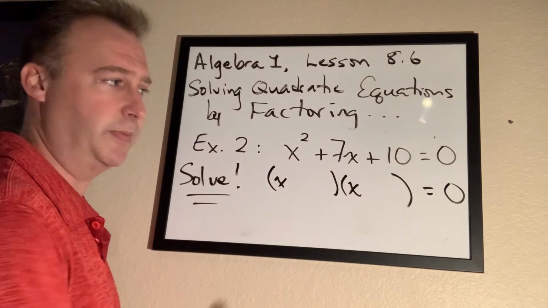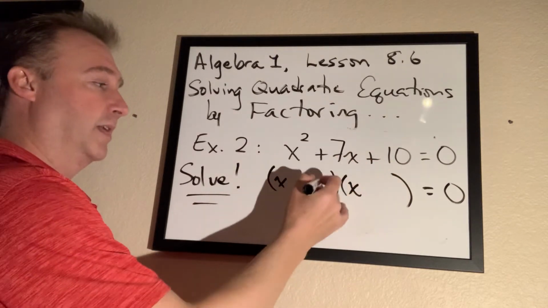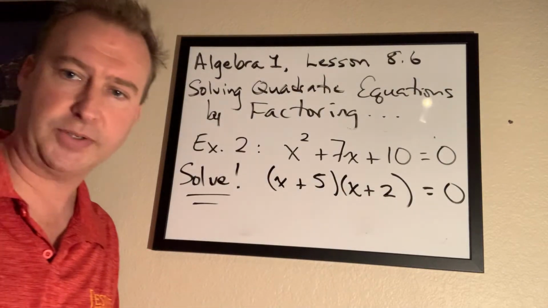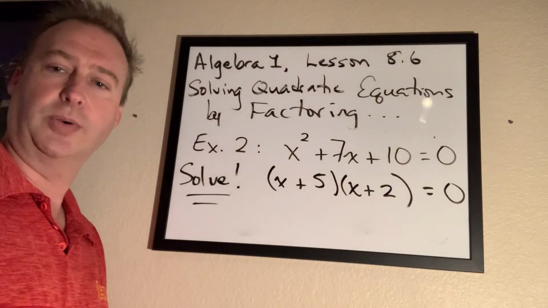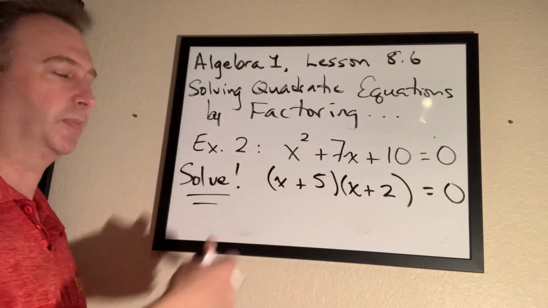What are your two numbers going to be that make 10 as a product and 7 as a sum? They're going to be 5 and 2, right? Both positive, of course. So simple factoring. The point of this isn't to struggle with the factoring. The factoring by now should be easy, almost automatic, especially for something that simple.